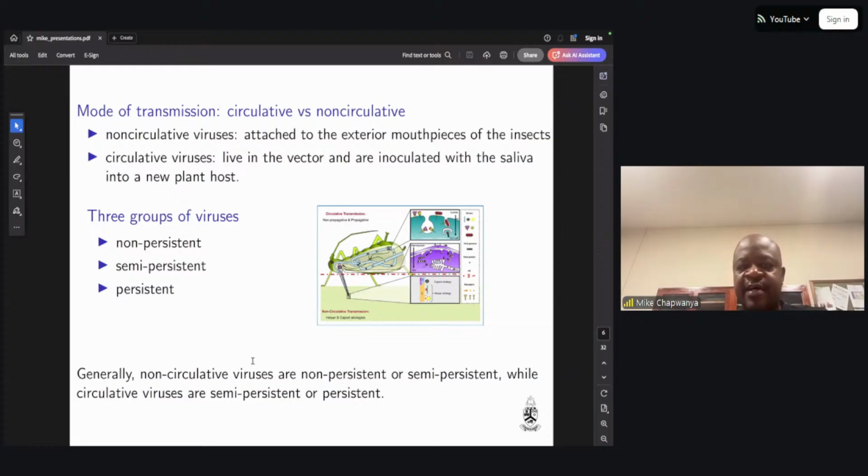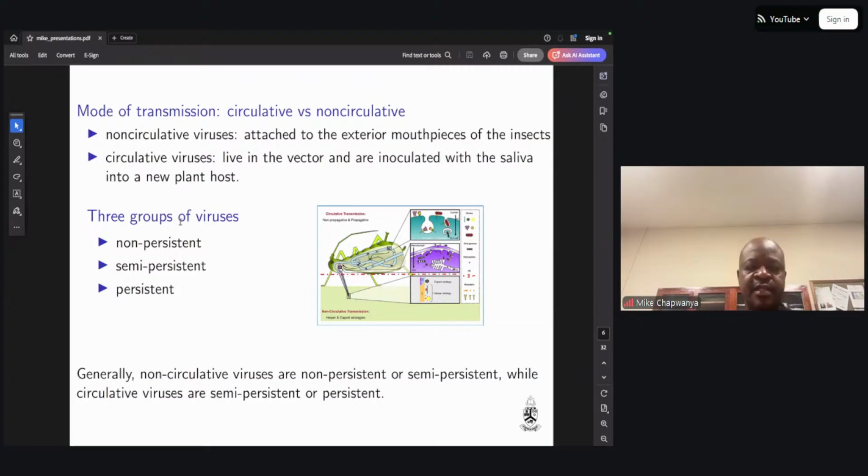So circulative virus just means when the vector goes onto a plant and feeds on it, then the virus gets into the gut of the aphid, and once it gets into the gut of the aphid, it stays there for the rest of its life. So that's the circulative virus. Non-circulative means it just stays on the mouthpiece, and then after some time, the virus disappears from the mouthpiece, which means the vector is susceptible again.